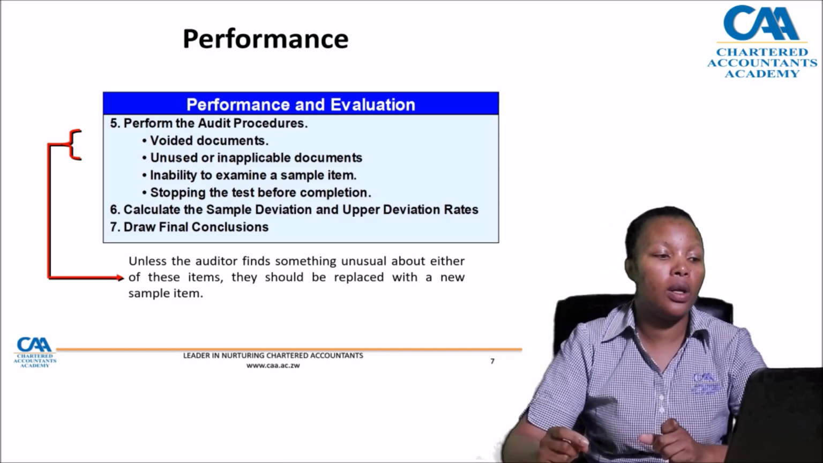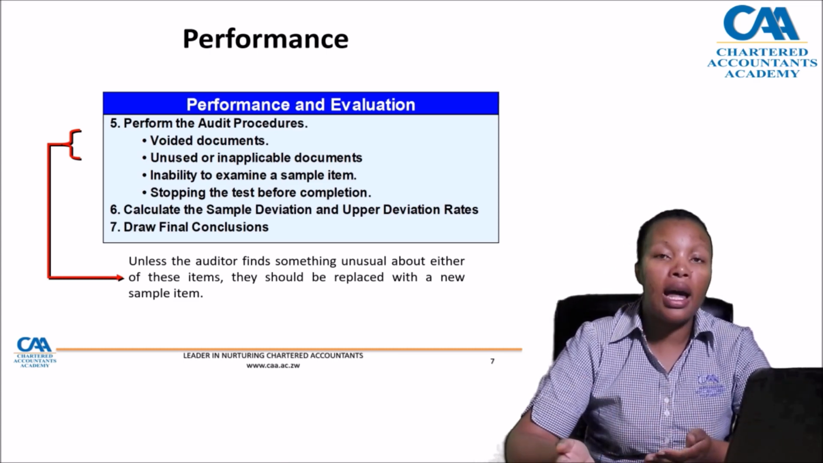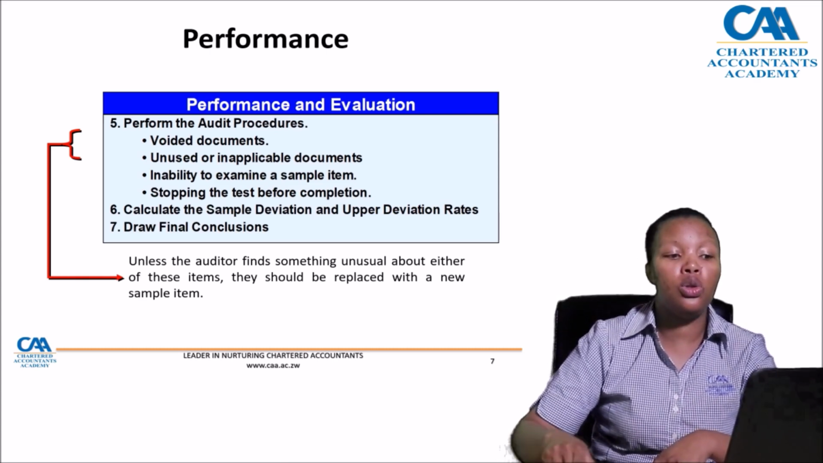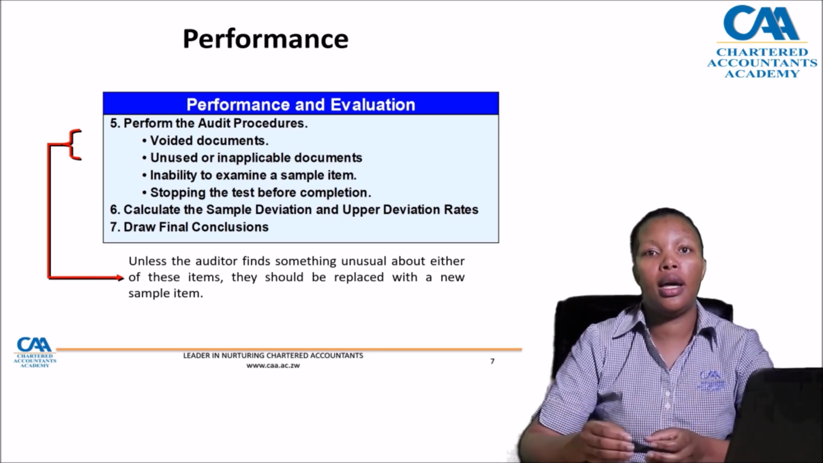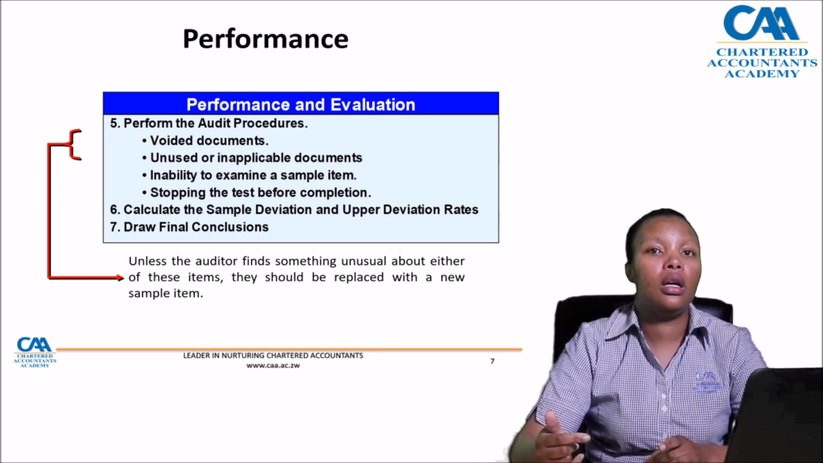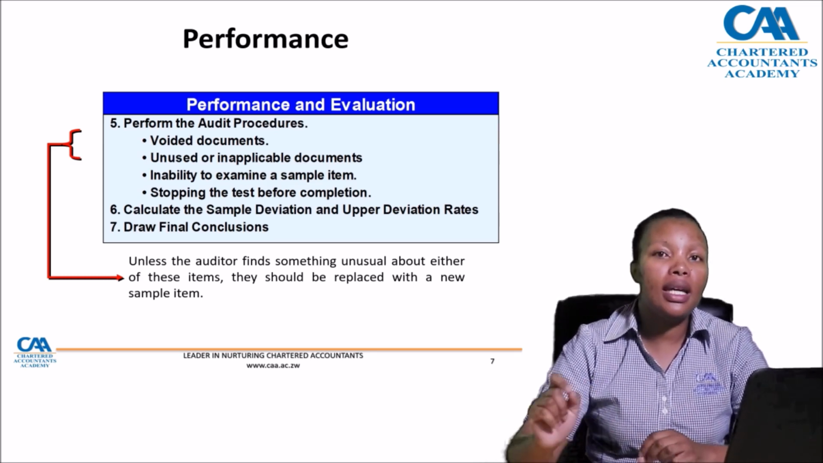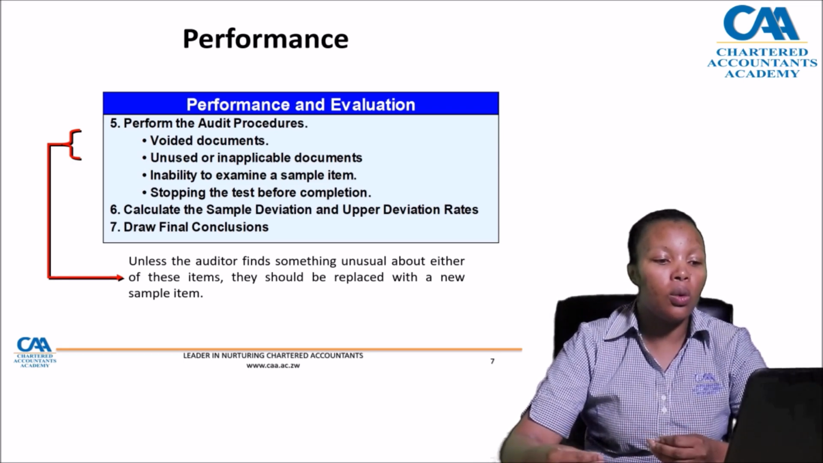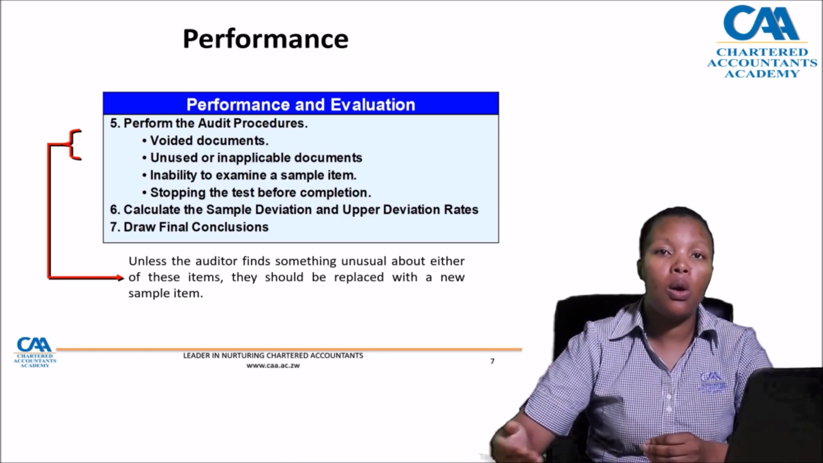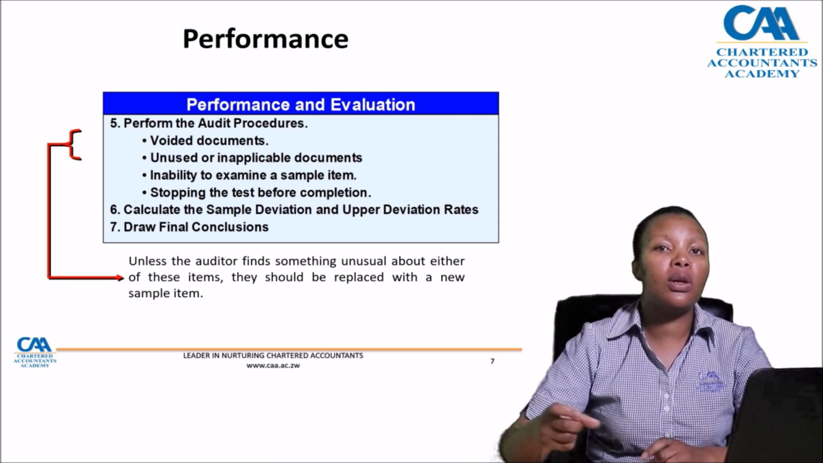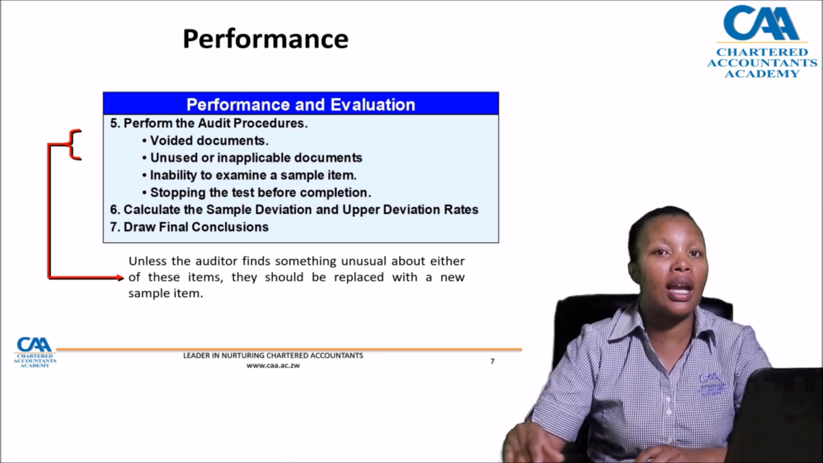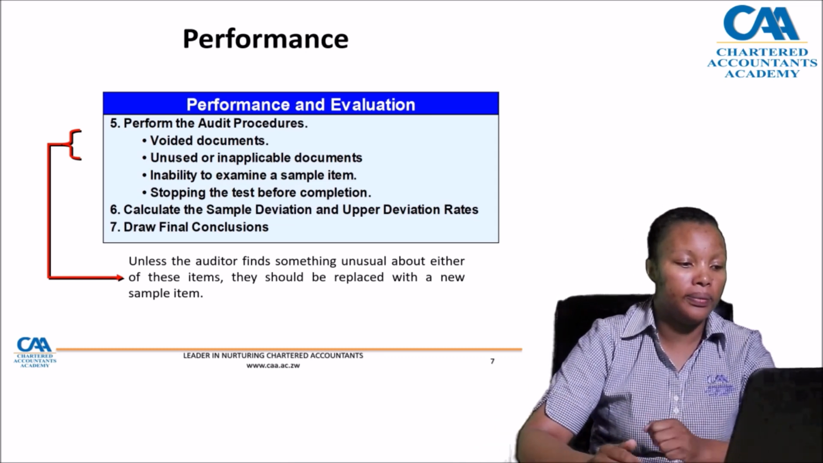Maybe it's a cancelled one. Or it could be that it's unused. So you go and pick, but you realize that the particular one that you picked is actually unused or inapplicable to the test that you want to carry out. Now this is fine. You can replace it with another item only if there is no suspicion and the auditor finds nothing unusual about the item being voided or unused. But if the auditor finds something unusual about it, then they need to carry out more tests, and they can actually define it as a deviation.